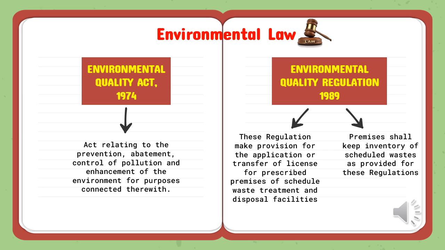So the next environmental law that needs to be followed is the Environmental Quality Regulation 1989. This regulation makes provision for the application or transfer of license for prescribed premises of scheduled waste treatment and disposal facilities. The premise shall keep an inventory of scheduled waste as provided for in this regulation.